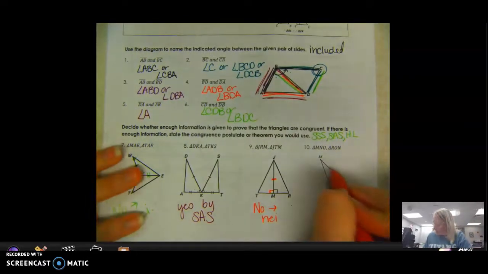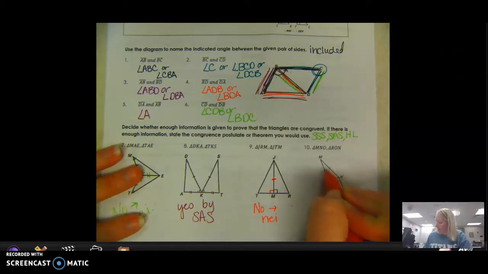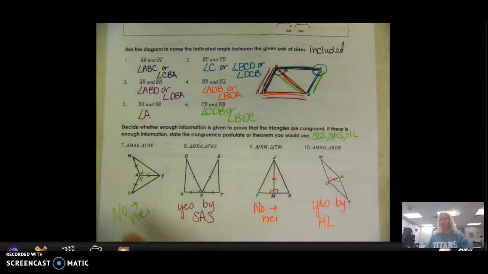Next, I have a side here. I have this side that is on top of itself, and then I also know this is a 90-degree angle. Now, this would not be side, angle, side because the angle does not come in between the two sides. However, if you look at the two sides, this is a right triangle, and this is a hypotenuse. So I know a hypotenuse and a leg on a right triangle, so this is a yes by hypotenuse leg.